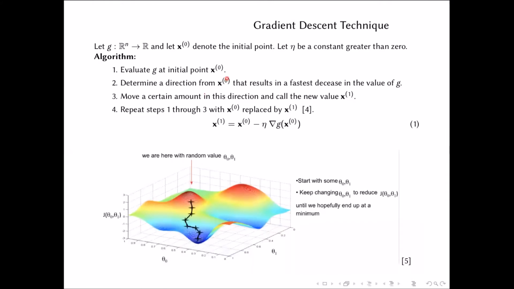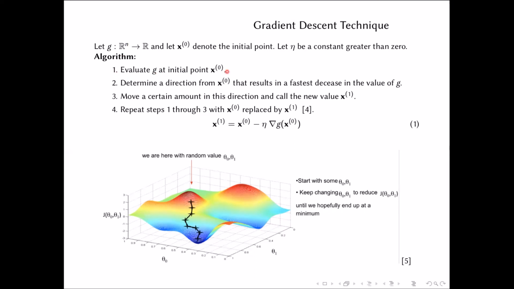Now here's the gradient descent technique. Here's the algorithm we're going to use. Let G again be the scalar function mapped from Rn to R, let x naught denote the initial point, and let eta be a constant greater than 0. Later we will call this eta the learning rate. The algorithm is the following 4 steps.